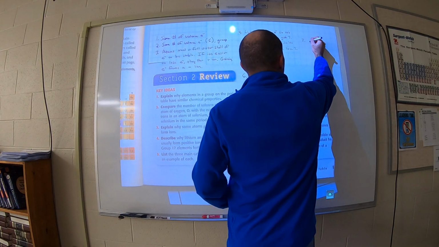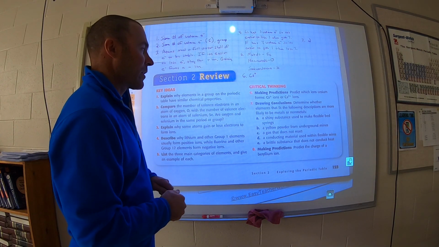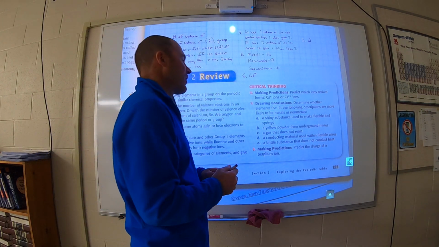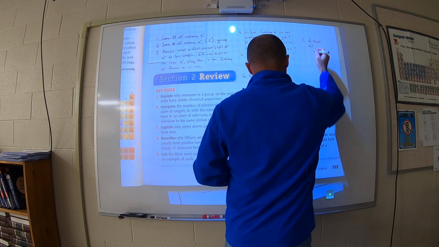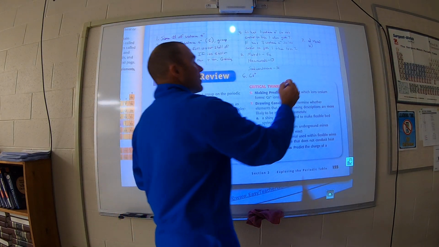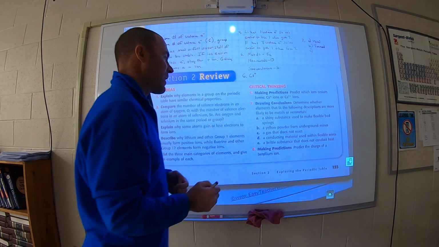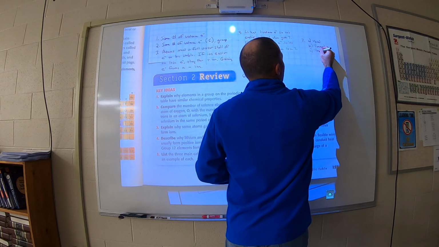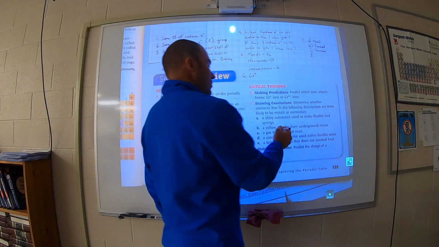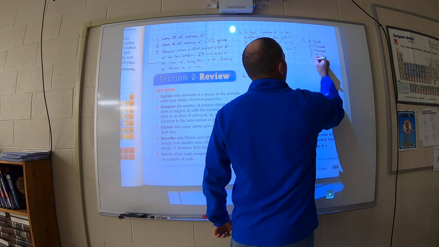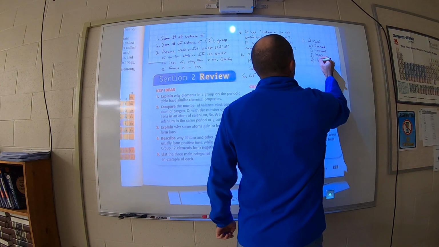Number 7, I'm going to put over here, it says determine whether the elements that fit the following descriptions are more likely to be metals or nonmetals. A, a shiny substance used to make flexible bed springs, that's a metal. Letter B, a yellow powder from underground mines, that's a nonmetal. Letter C, a gas that does not react, nonmetal. Letter D, a conducting material used with flexible wire, that's a metal. Letter E, a brittle substance that does not conduct heat, that's a nonmetal.